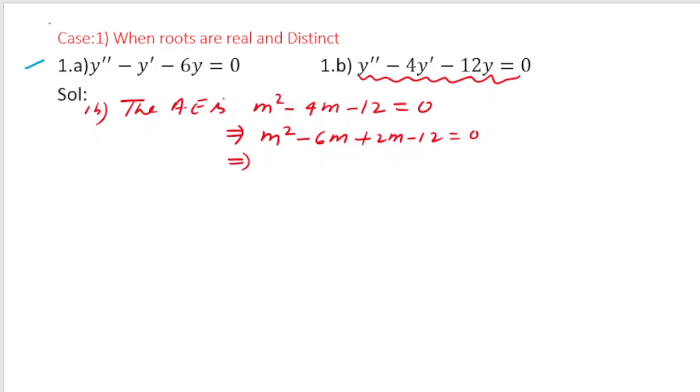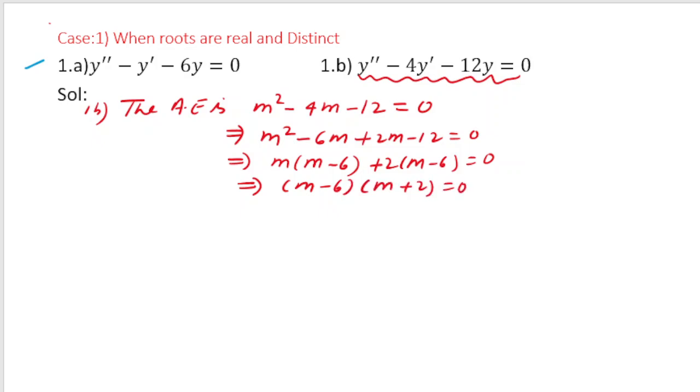So the next step is we will take m common, so m into (m minus 6) plus 2 into (m minus 6) is equal to 0. So what did I get? I will factorize it. (m minus 6) into (m plus 2) is equal to 0. So this will give me the roots, that is m is equal to 6 and minus 2. So we have noted that the roots are all real, meaning there are two roots and both are distinct also.